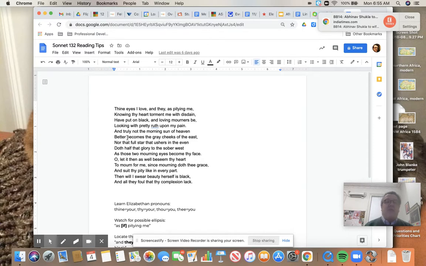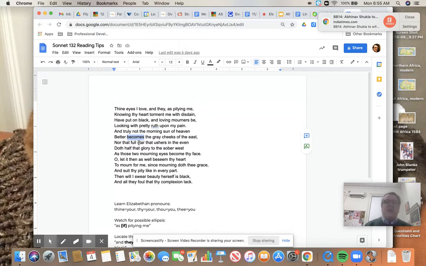Except for this verb here. Better becomes the grey cheeks of the east. You want to be careful, especially with older poetry. And, when talking about 16th, 17th century language of William Shakespeare, sometimes a word that's a perfectly ordinary word for us doesn't necessarily mean the same thing 400 years ago.